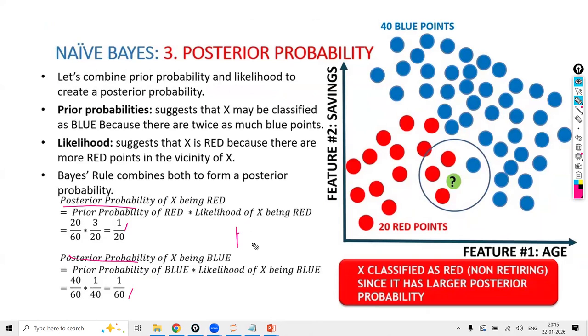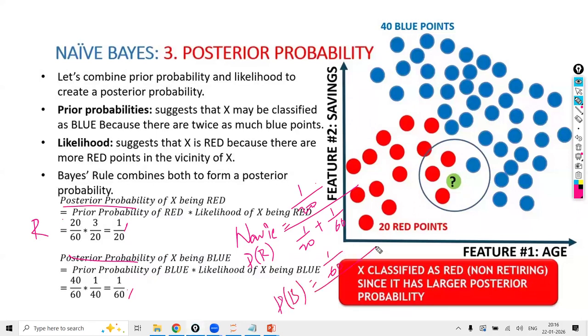Now what has Naive done? Naive has told that 1 by 20, okay, but it has to be divided with the total. That is 1 by 20 plus 1 by 60. Similarly, this is for red. So according to Naive, the probability of red is equal to 1 by 20 divided by 1 by 20 plus 1 by 60. That is a combination of both of them. Probability of blue is equal to 1 by 60, whatever you have got, divided by total. Total is what? 1 by 20 plus 1 by 60. So that the sum should always be equal to 1.